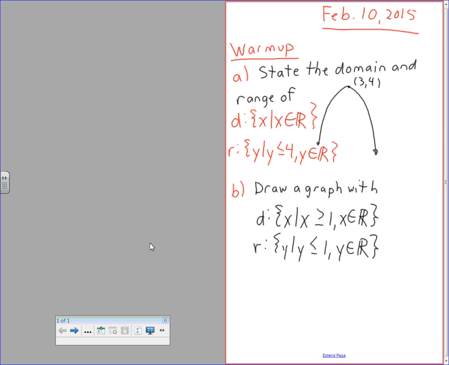All right, letter B is one that I hope you guys got. This is from the homework from Friday. It says draw a graph that has x is greater than or equal to 1, and y is less than 1, and y is anything.